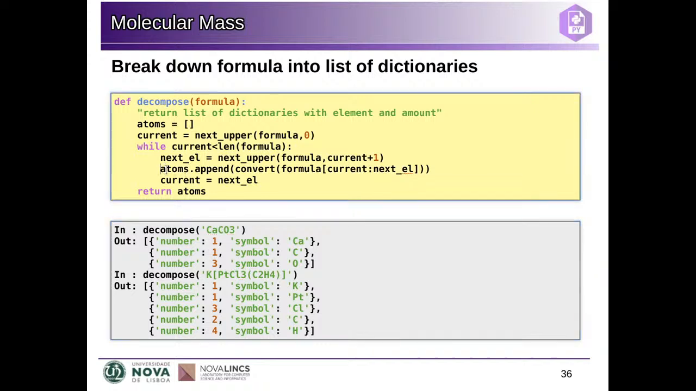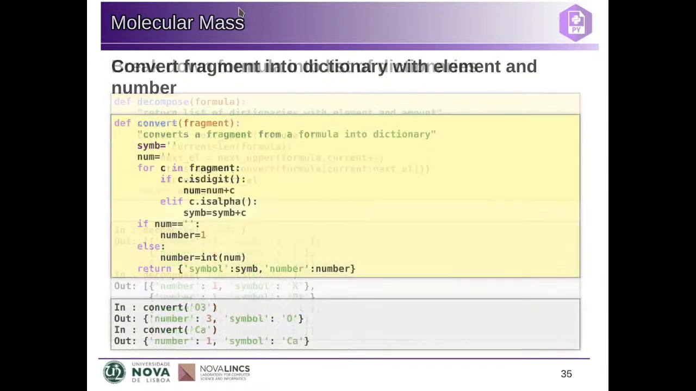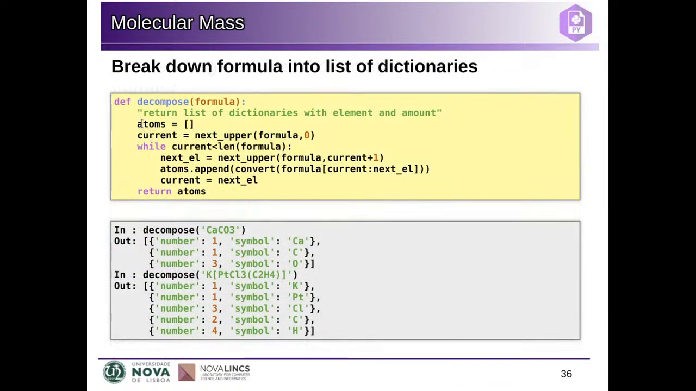So now we're going to append to our atoms list the dictionary found by converting our formula from the current element up to the next one. So we get all this Ca and not the C that comes afterwards. And we're going to convert this little fragment into these dictionaries and append it to our list. And now we're going to skip ahead to the next element. So the current one will now be the next one. And we're going to keep doing this until we reach the end of the formula.